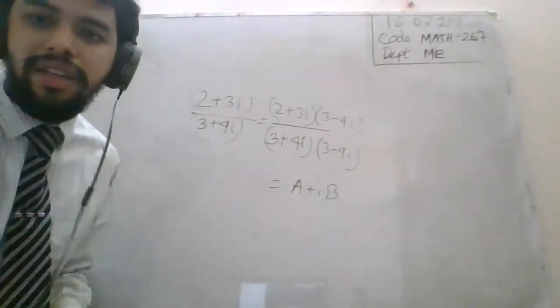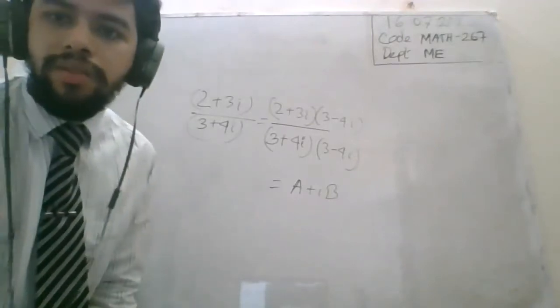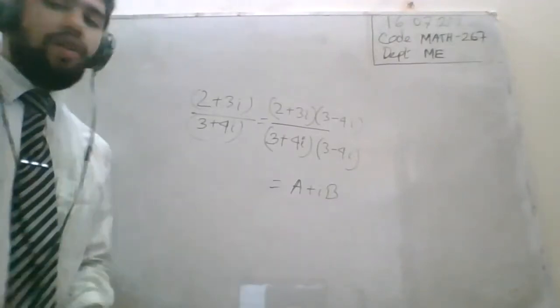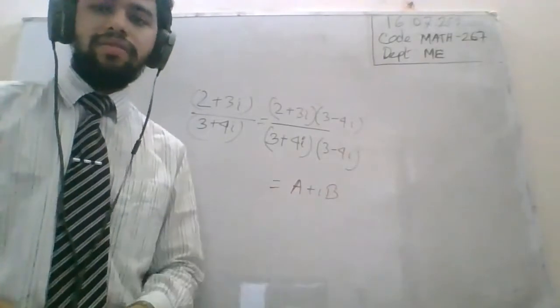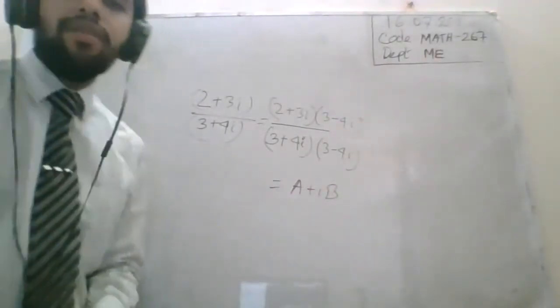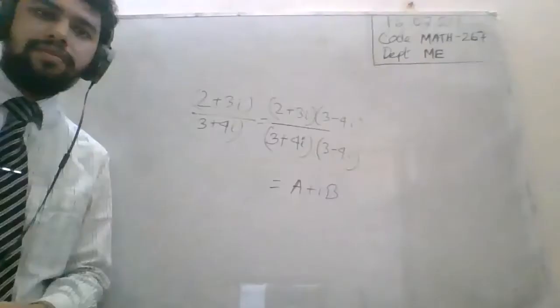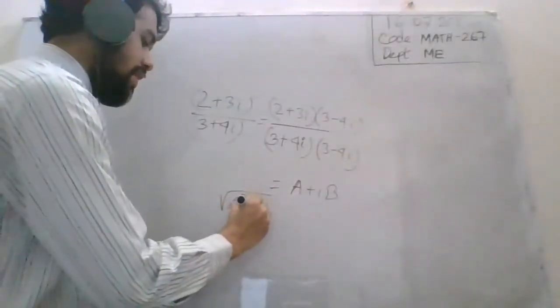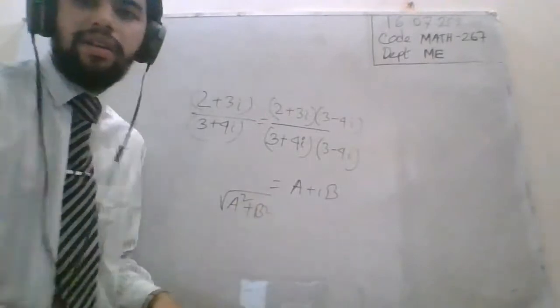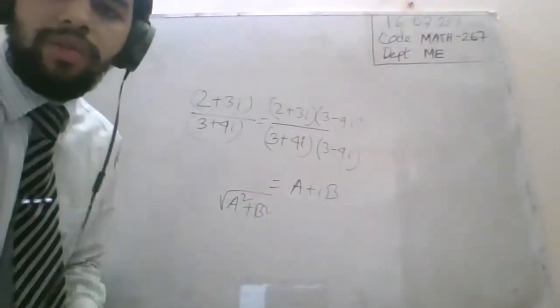Okay, so here modulus, please tell me what is the formula to find the modulus of this equation. Root over a square plus b square. Yes, so here it is root over a square plus b square.